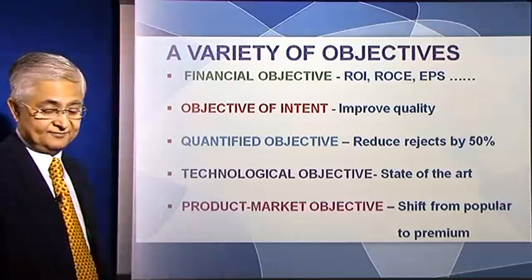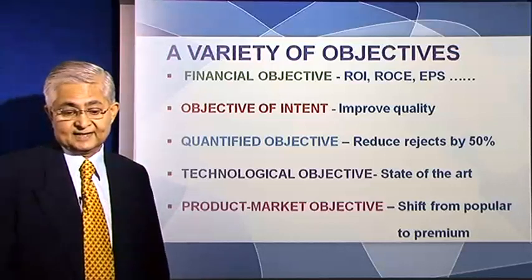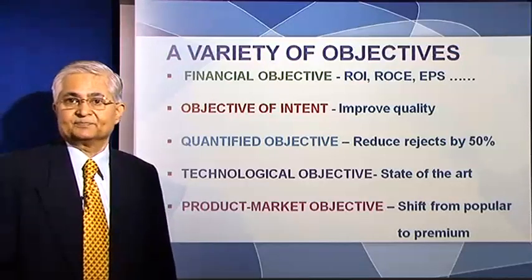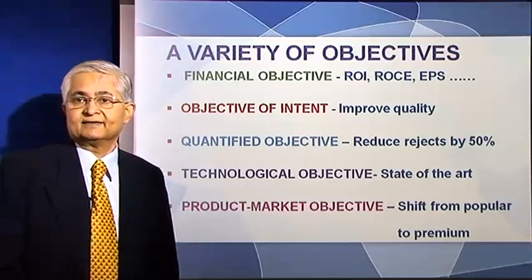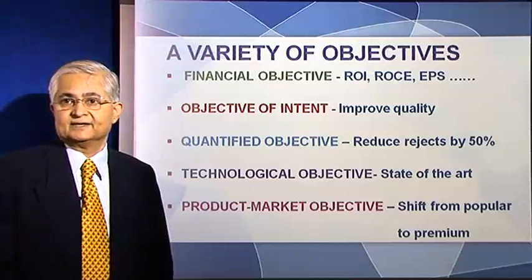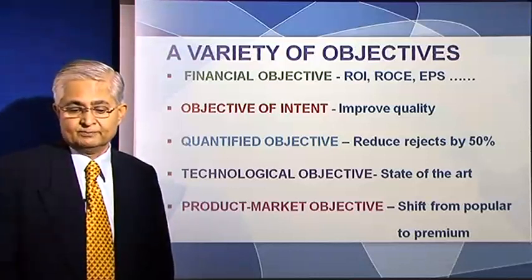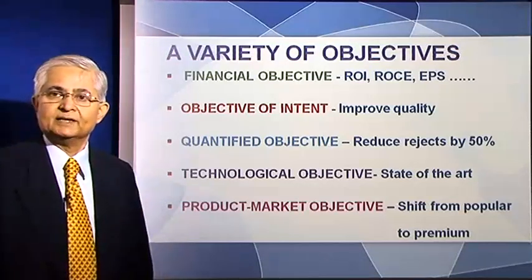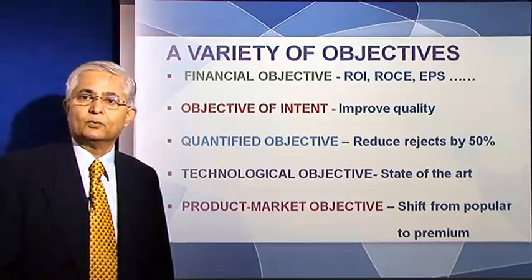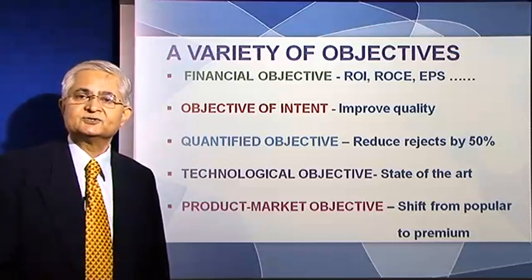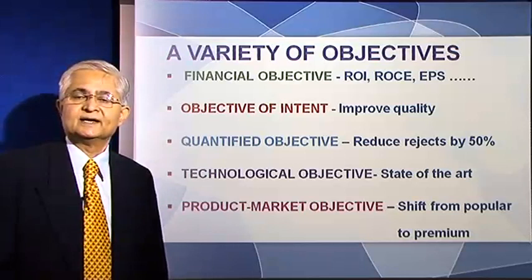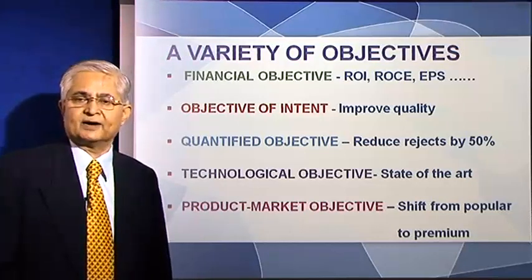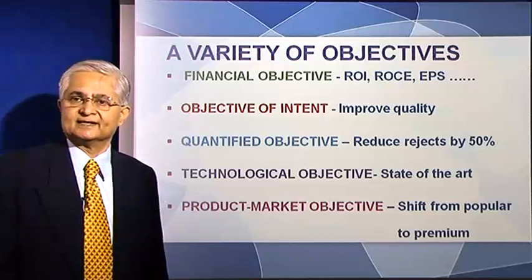Now, these are objectives which are largely confined to the finance function. Then we have objectives of intent. We can say that the objective we are talking about is to improve the quality of the product of the company. Now, this is an objective which would relate largely to the procurement and the manufacturing function, with some amount of support from the finance department.